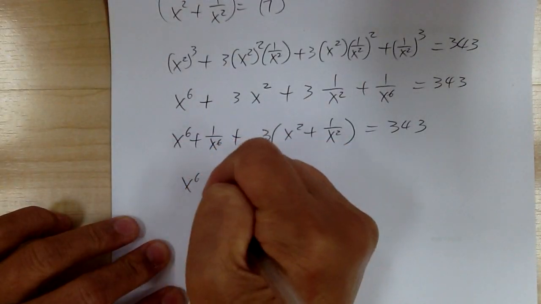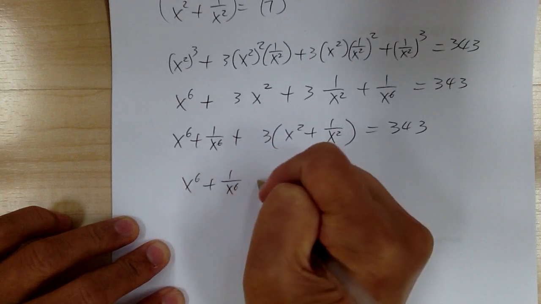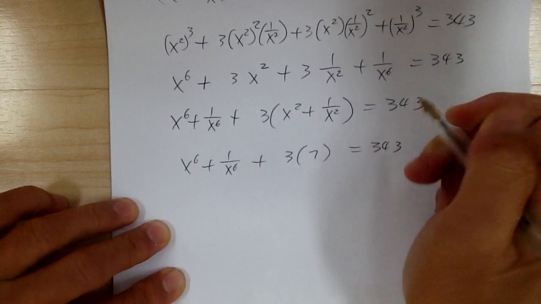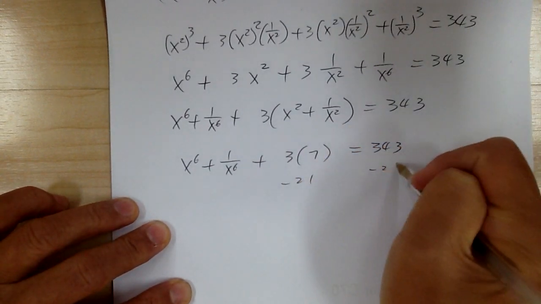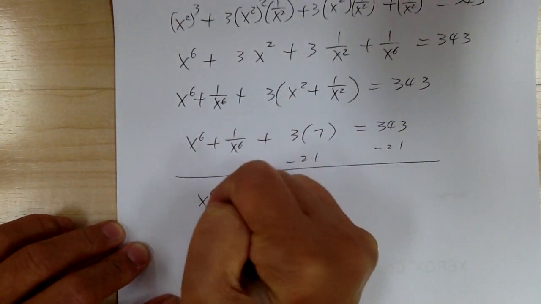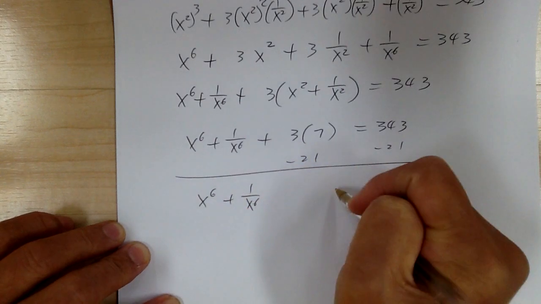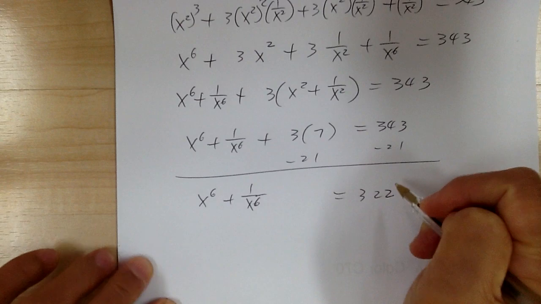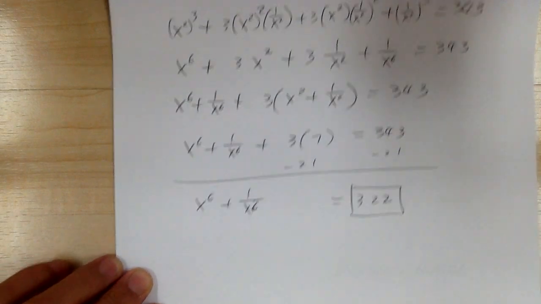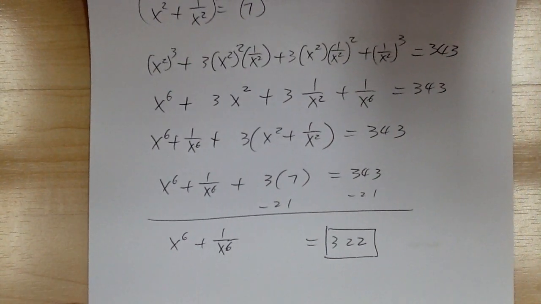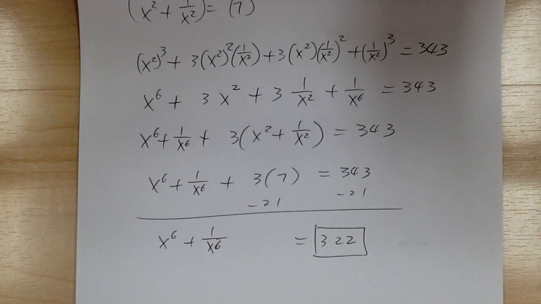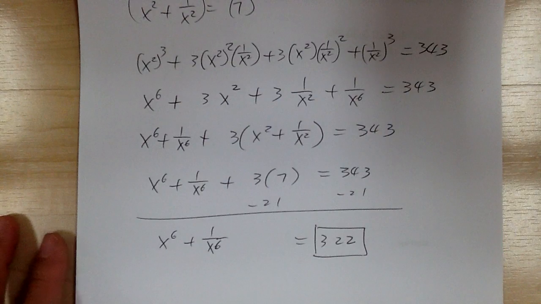Okay, so x to the 6 plus 1 over x to the 6 plus 3 times 7 equal to 343. So minus 21 on both sides. So you've got x to the 6 plus 1 over x to the 6 is equal to 322. Okay. So this is a pretty interesting technique.